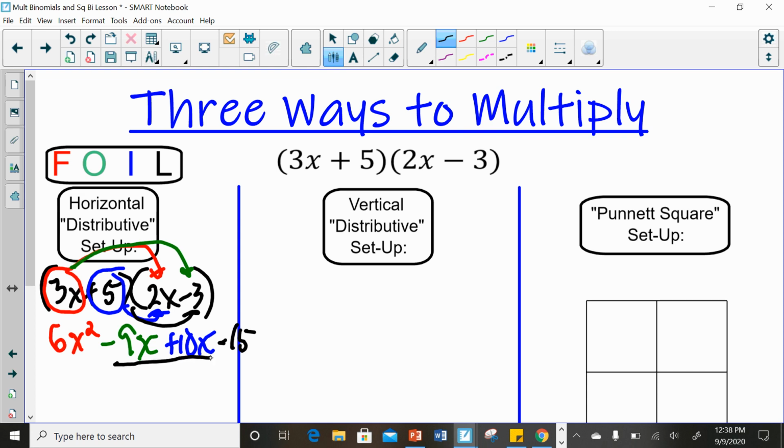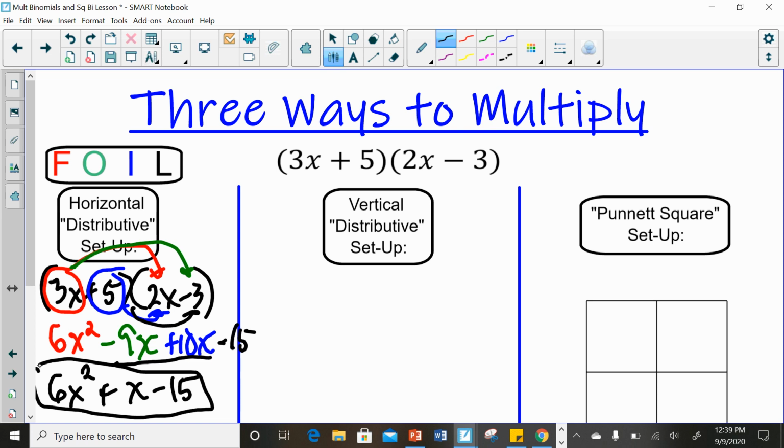All right, so then we have to combine like terms. The only like terms out of these four terms is the negative 9x and the 10x. Why? Because they have the same variables raised to the same exponent. So you end up with a 6x squared. A negative 9 and a positive 10, subtract and keep the sign of the larger. You get a positive 1x. You can just write an x, and then minus 15. And so there is your answer for FOILing.